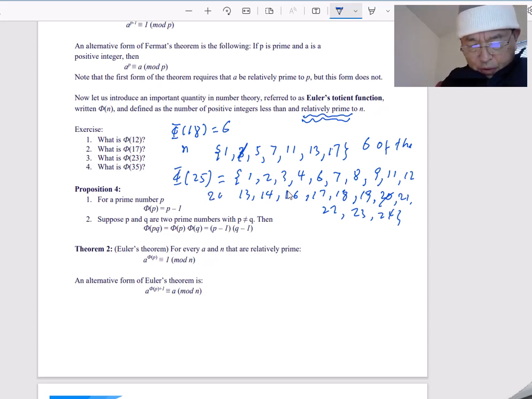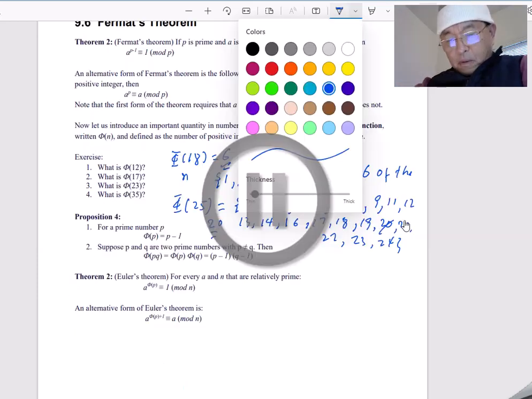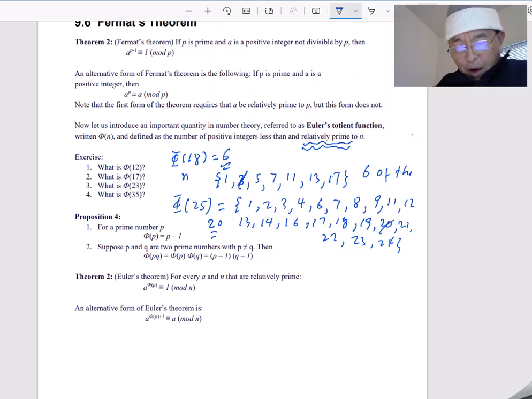So there are 20 numbers. It's kind of tedious to find out. Now, I'm not finding the prime numbers, I'm finding the numbers that are relatively prime to 25. So there are 20 of them, so the totient of 25 is 20. In fact, there is online software that does this, so you can try.